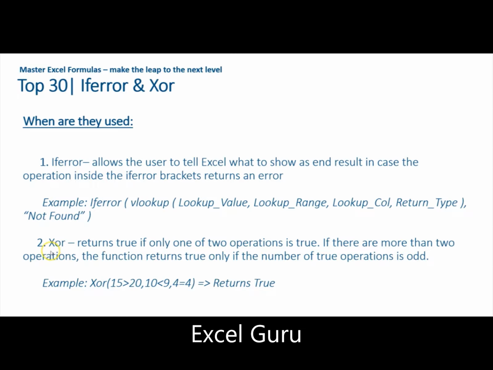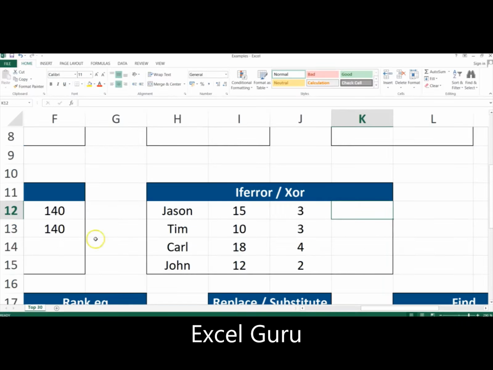So the XOR, the other formula, is another logical function, and it returns true if there are only two operations and only one is true. If both of them are true, it will return false, and if there are more than two operations inside the brackets, the function returns true only if the number of true operations inside is odd. Now let me show you what I mean by all this, by giving examples.